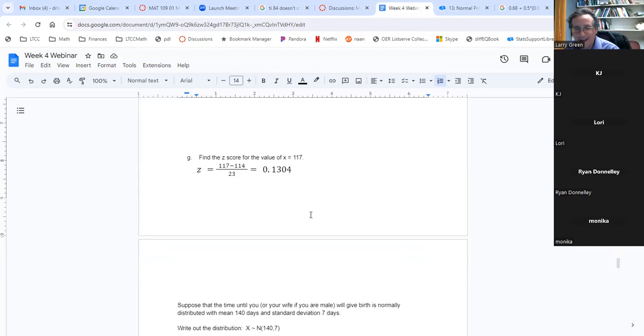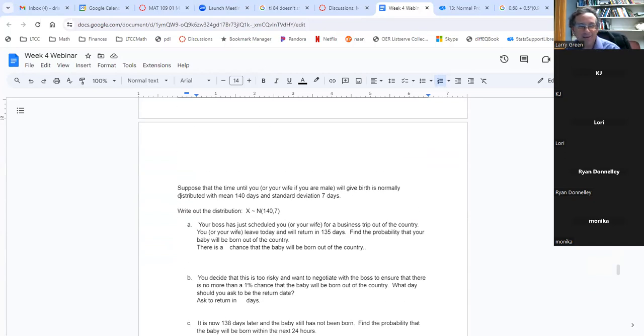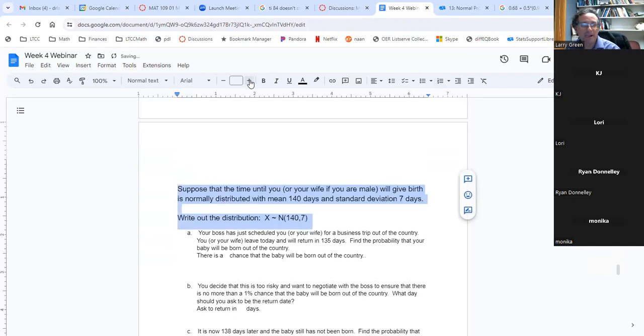Okay. It's time for one of my favorite normal distribution examples. All right. Suppose that the time until you or your wife, if you're male, okay, biological male, by the way, will give birth is normally distributed with mean 140 days and standard deviation 7 days. Okay. I just want to let you know a few things. First thing, we write out the distribution: X tilde N(140, 7).